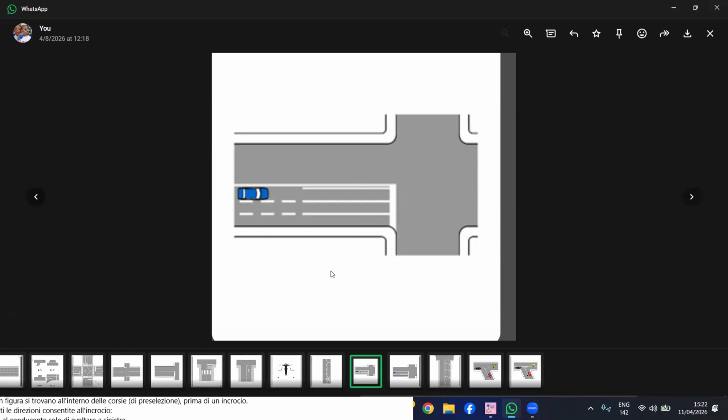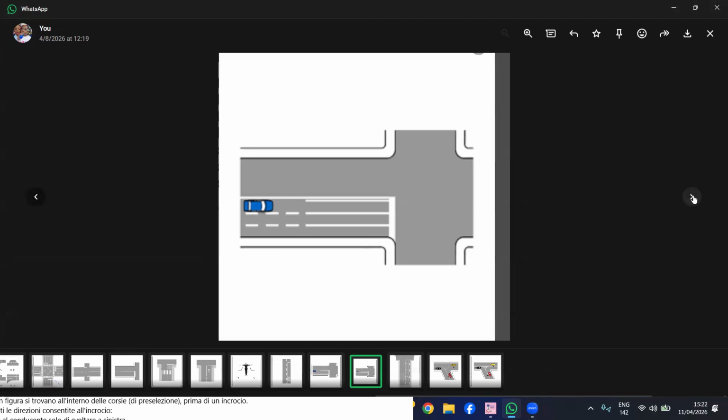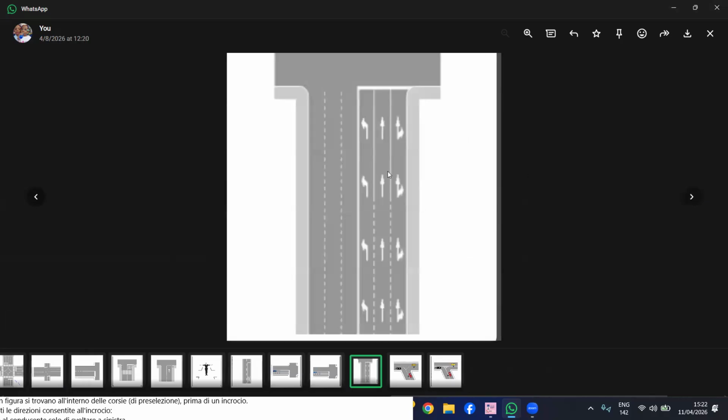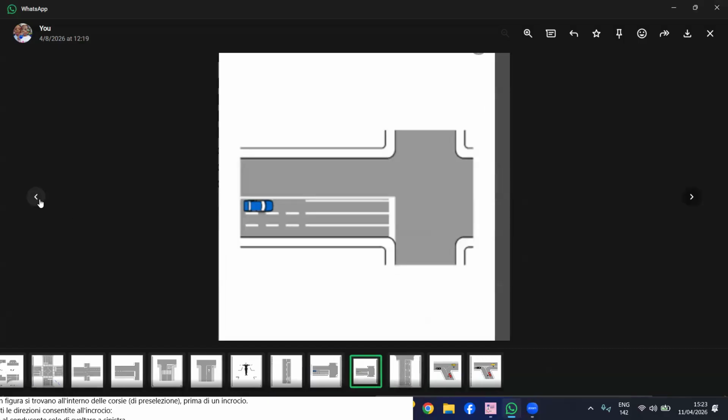Everybody, look at this picture very well. Does any person see any difference between this picture and this picture? Yes. What is the difference, sir?